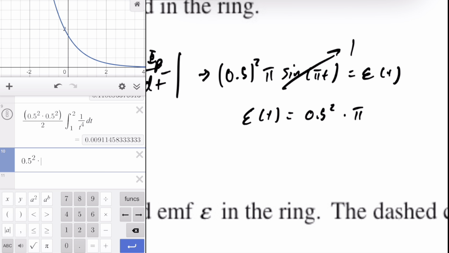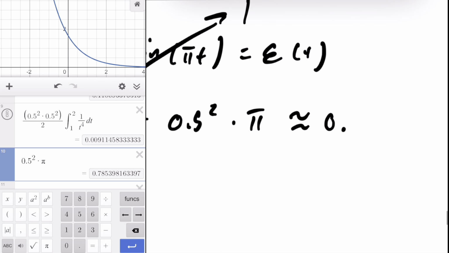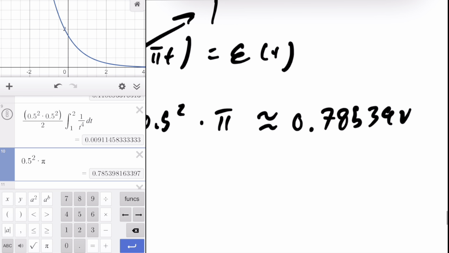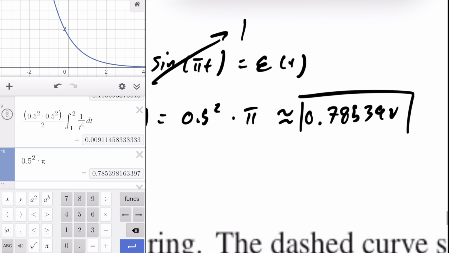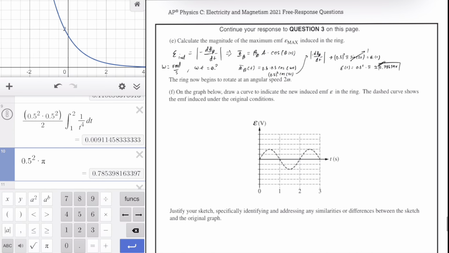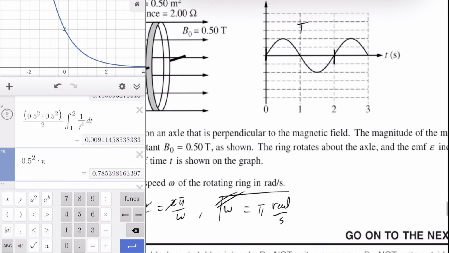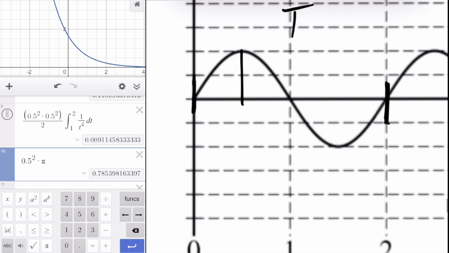0.5 squared times pi is roughly 0.785339 volts. Bam. There's our max voltage. And you can also see even here that this maxes out when t is 1/2, right? So if I take sine of pi times a half, well, sine of pi over 2 is 1, it maxes out at 1. That's just the logic behind that.